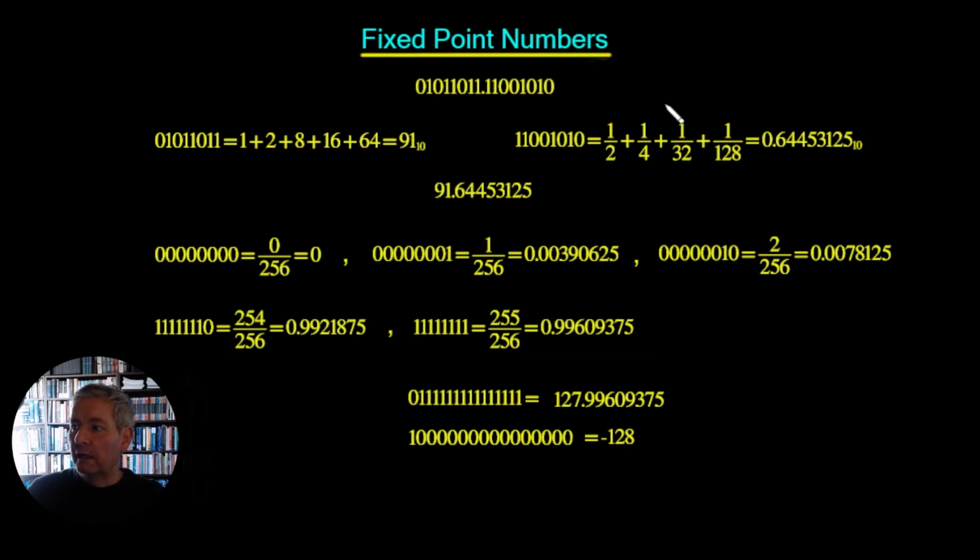So let's have a look, and we'll take an example here. I've picked out a number pretty much at random. In our fixed point number system, we're going to have 16 bits to represent the number. The most significant 8 bits are going to represent the integer value, and the least significant 8 bits are going to represent the fractional value. So this is called 8.8 because we split the 16 bits equally.